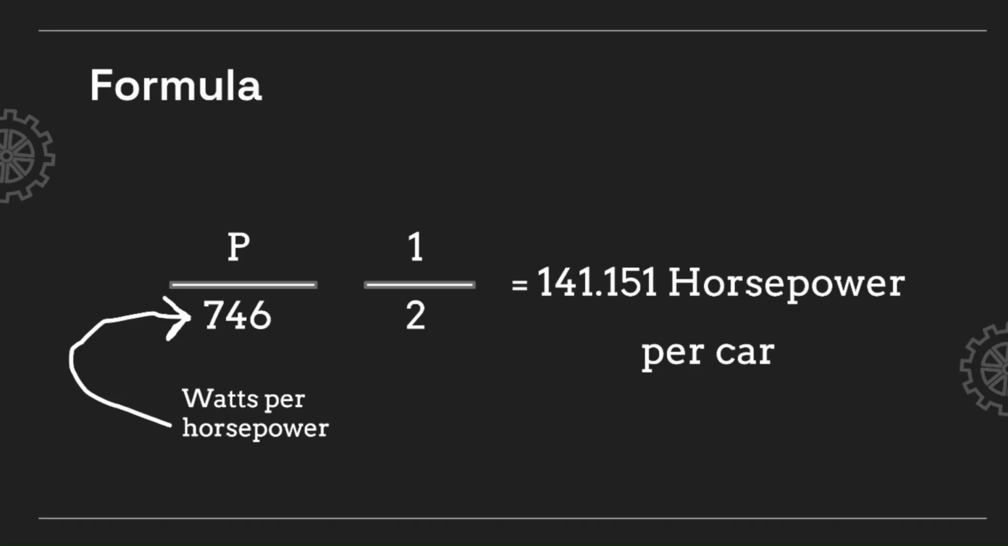And with the wattage, we can then find how much horsepower is required for each car to pull the bank vault when it's moving at a constant velocity. So we'll divide our power by 746 and divide it also by 2 in order to find the horsepower for one car. And we found that to be 141.151 horsepower per car required to move the bank vault at that velocity.